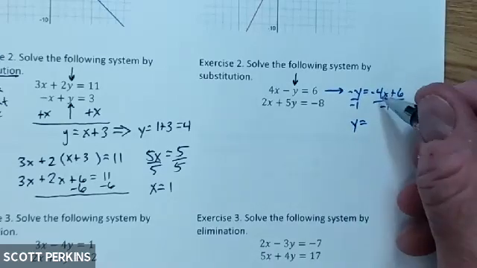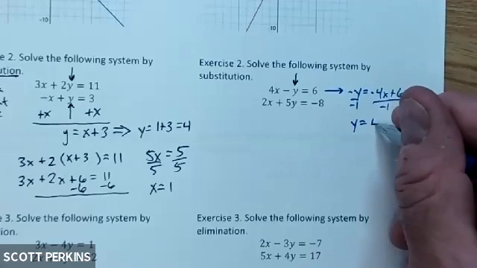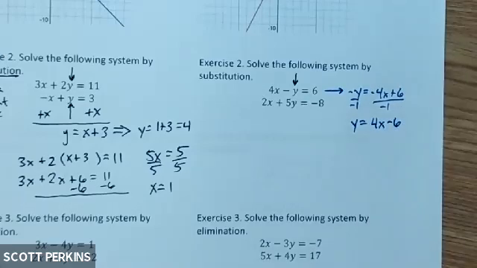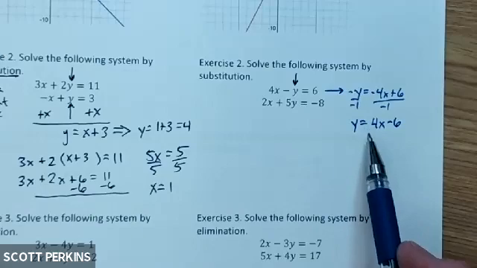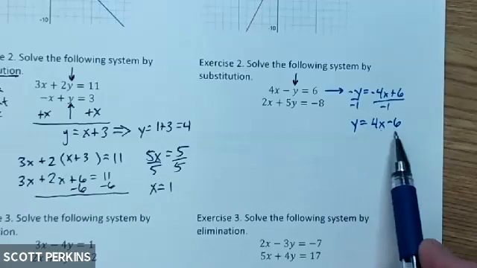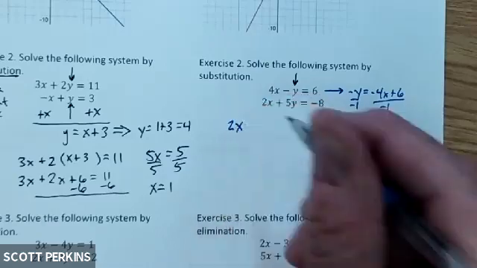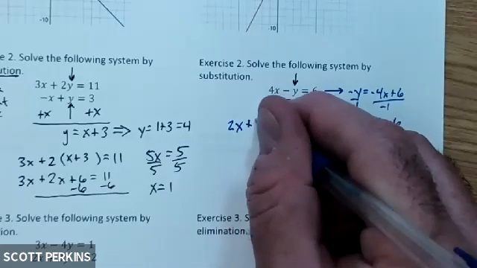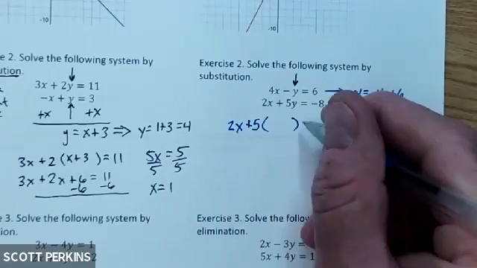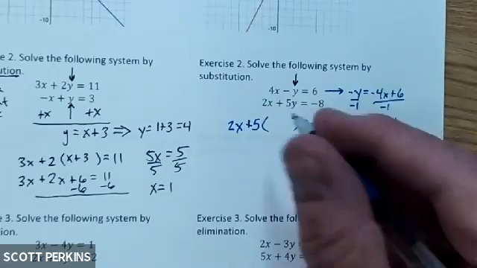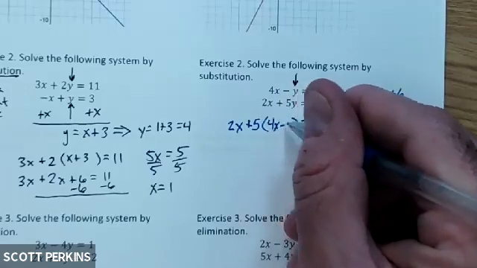So I have a negative 4 divided by negative 1, that's positive 4x. Positive 6 divided by negative 1 is negative 6. And there is that equation solved for y. So in the bottom equation, I am now going to take that y equals this junk right here, and I'm going to substitute it. So this is the actual substitution step. So I have 2x plus 5 times whatever the y value is equal to negative 8. I'm going to put in that y value of 4x minus 6.